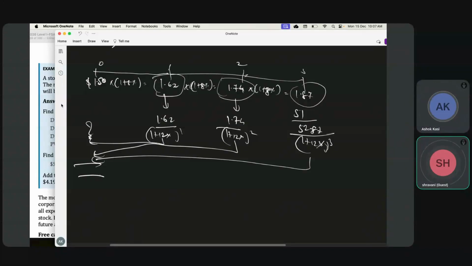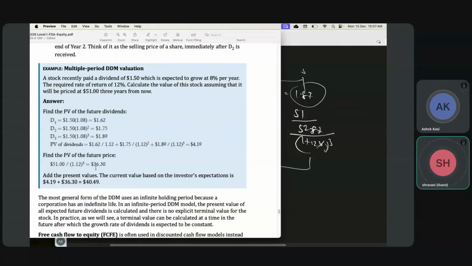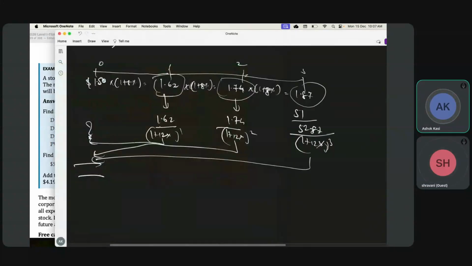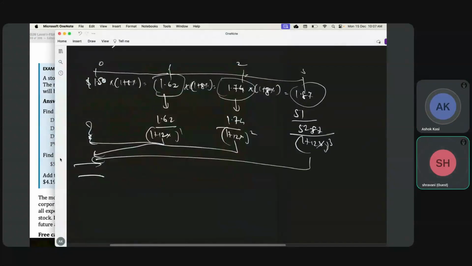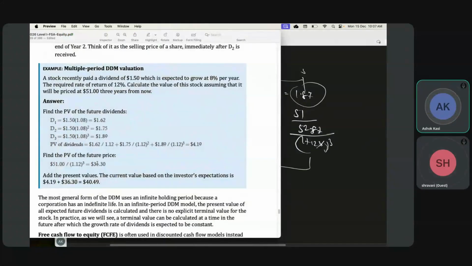35.82, the total. 35.82, then it is not matching. Yeah. This is 1.75. Okay, and this is 1.89. 35.82 you said, right? Oh, no, it is not matching.